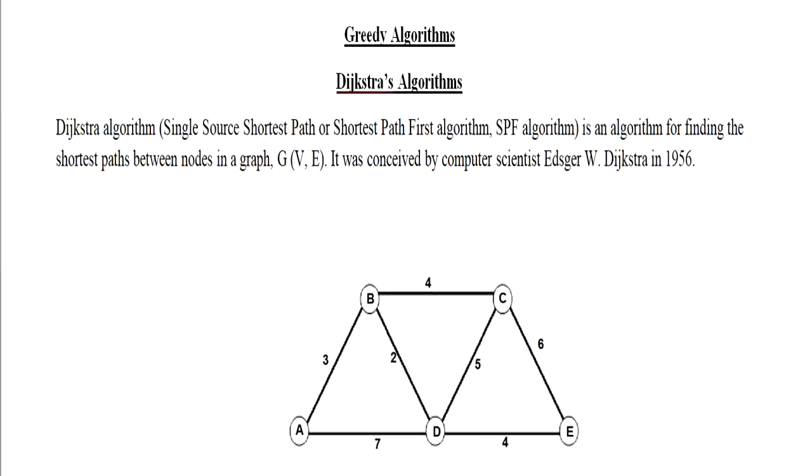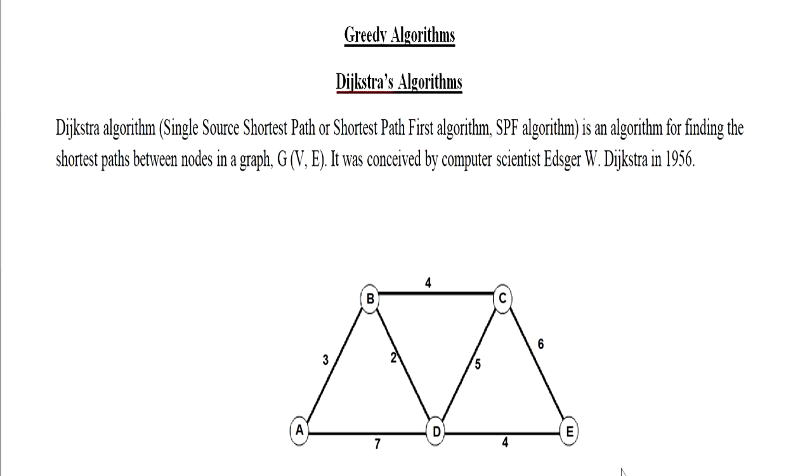Hello everyone, let's start with today's topic called Dijkstra algorithm. It is pronounced as Dijkstra because Dijkstra is a Dutch word, found by a Dutch computer scientist Edsger Dijkstra in the year 1956. This algorithm is also called the shortest path first algorithm or single source shortest path algorithm. This is again a part of greedy algorithms I'm explaining. So let's start with the algorithm.